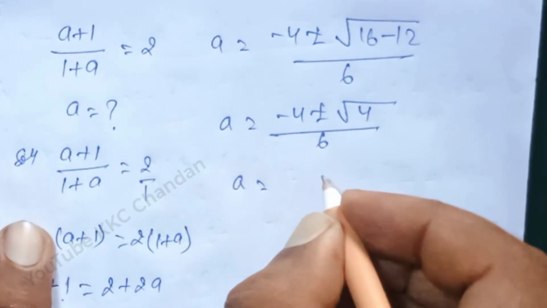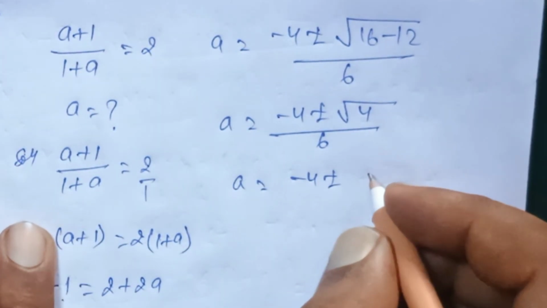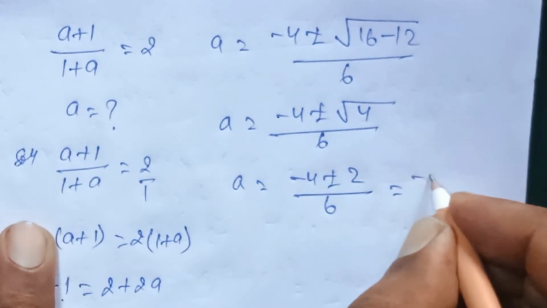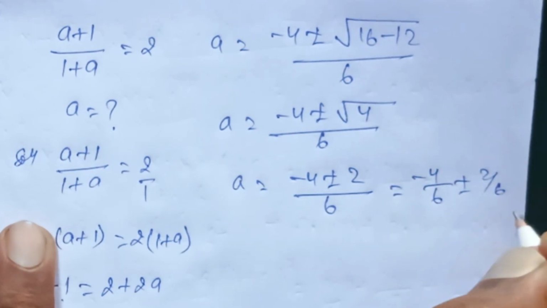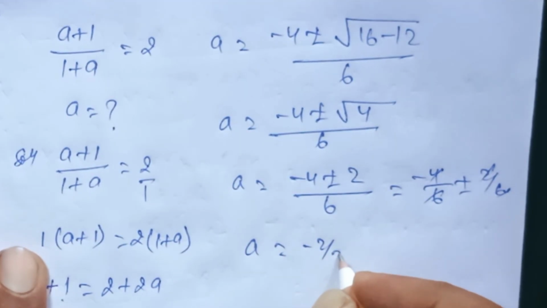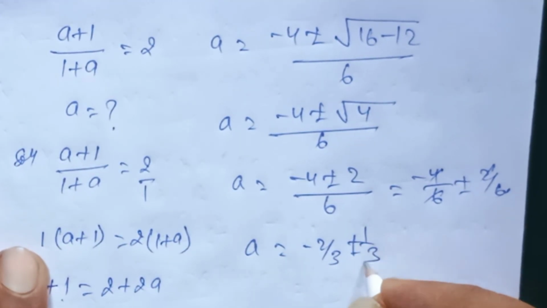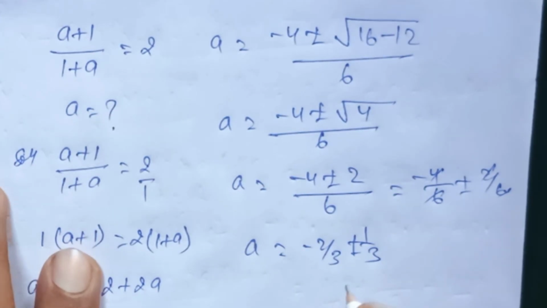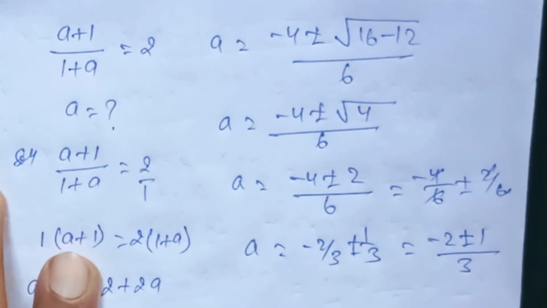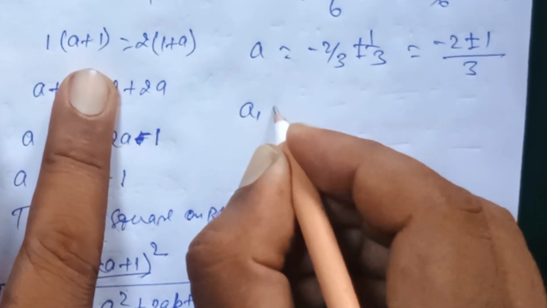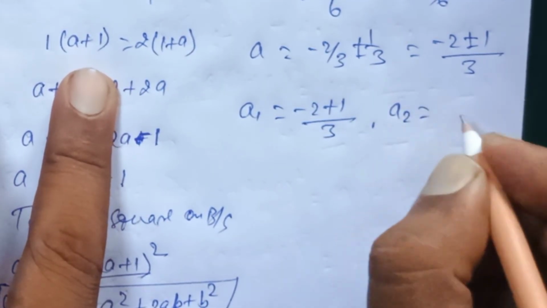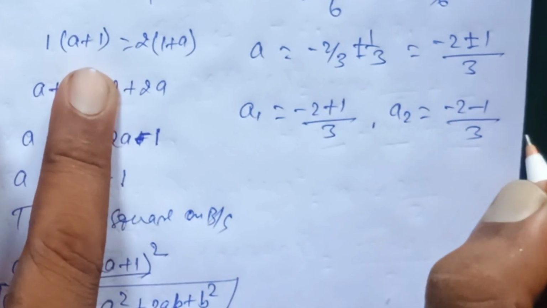See here, x is equal to minus 4 plus minus root 4, value 2, divided by 6. See here, this will also be written as minus 4 divided by 6 plus minus 2 divided by 6. This cancels, this cancels. Therefore, x is equal to minus 2 divided by 3 plus minus 1 divided by 3. This also will be written as minus 2 plus minus 1 divided by 3. After that, see here, the x1 value is minus 2 plus 1 divided by 3. x2 is equal to minus 2 minus 1 divided by 3.